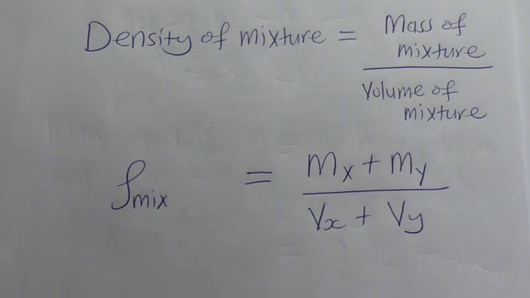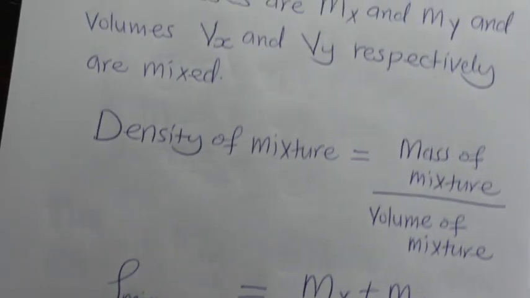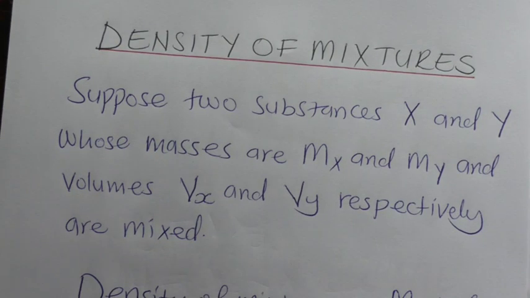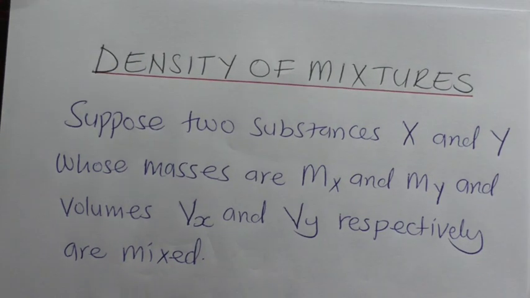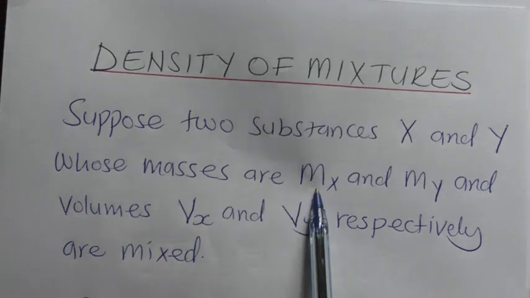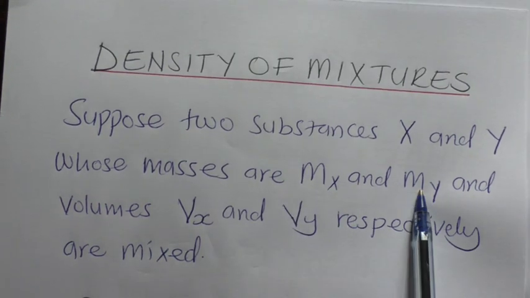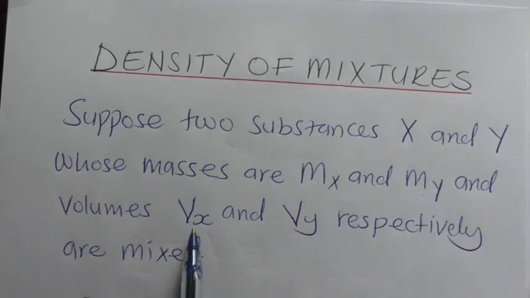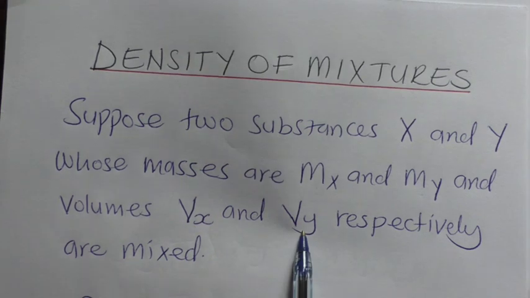Therefore, density of a mixture is given by mass of the mixture over volume of the mixture. In this case, we are considering two substances that are mixed to come up with one mixture. The substances are X and Y, their masses are mx and my, with respective volumes of Vx and Vy.